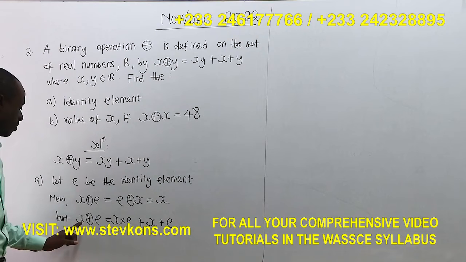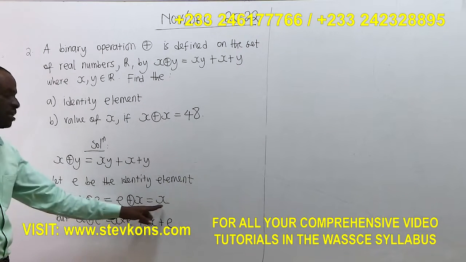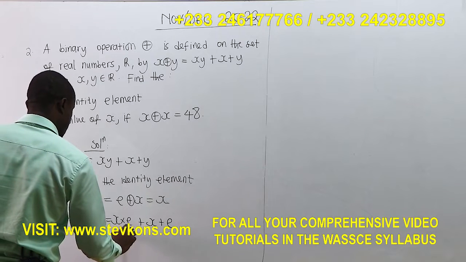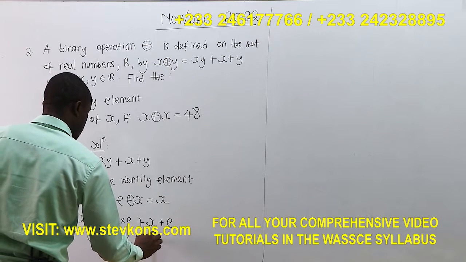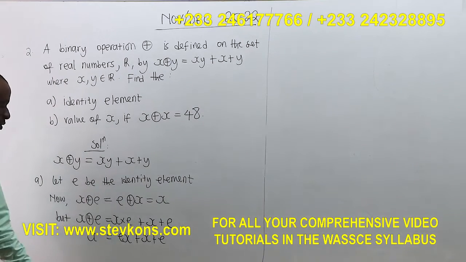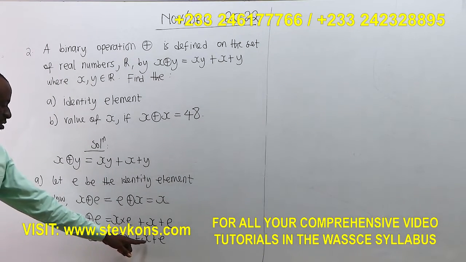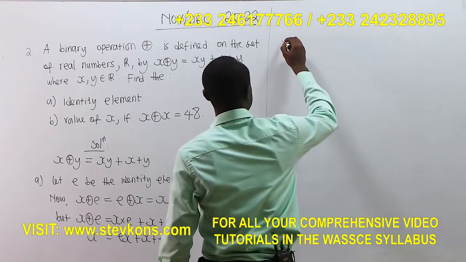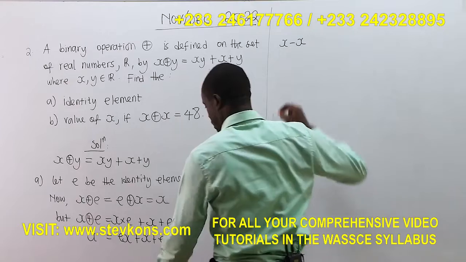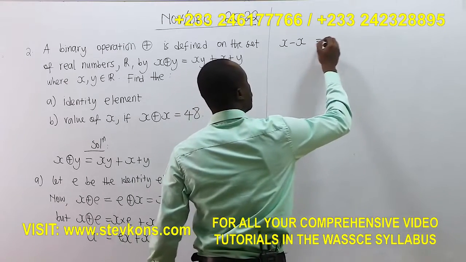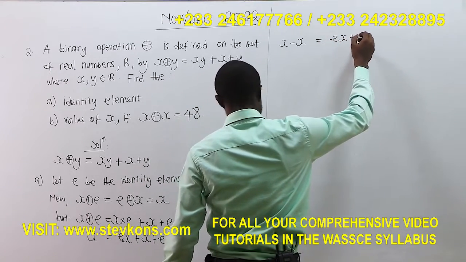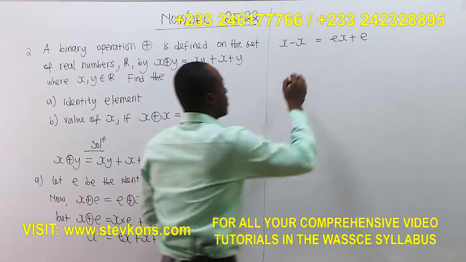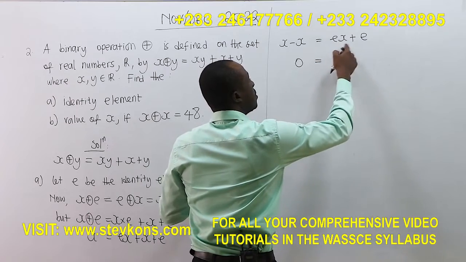Very easy. Now what is x operator e? x operator e is the same as x. So we have x equal to ex plus x plus e. What are we looking for? We are looking for e, the identity element. So this x has to come here, that is x minus x equal to ex plus e. Now what is x minus x? x minus x is 0, equal to ex plus e.